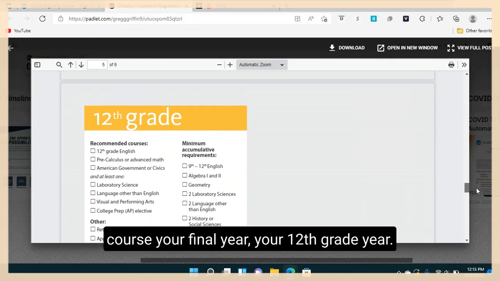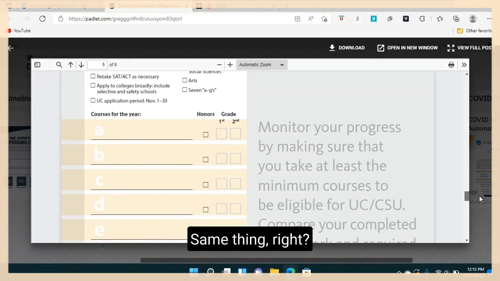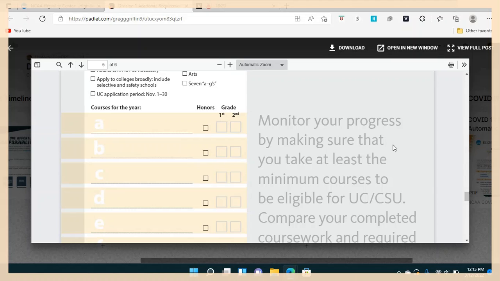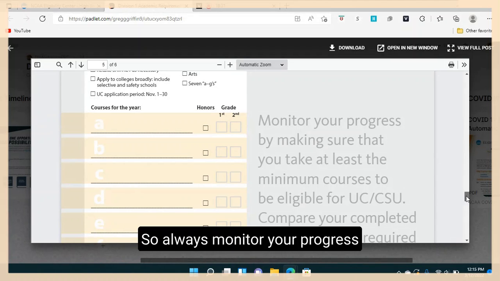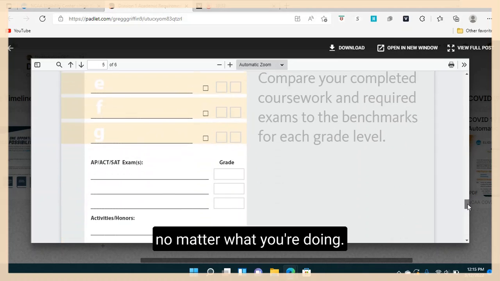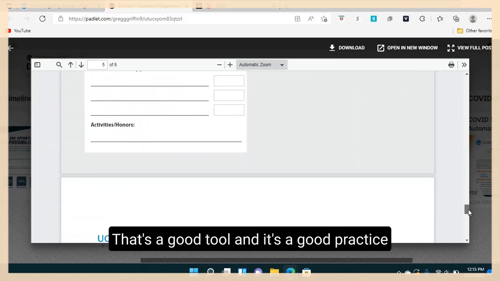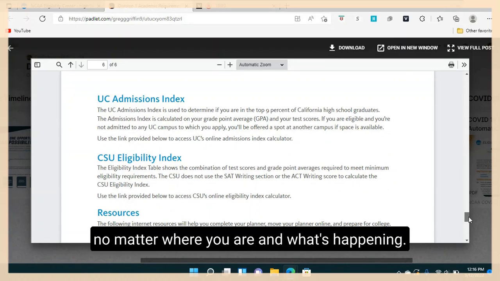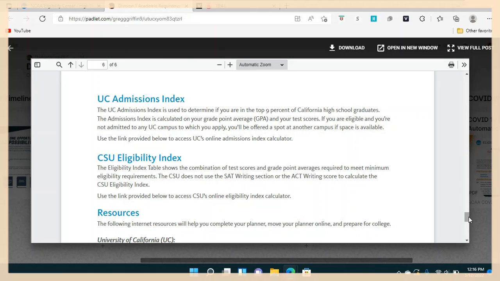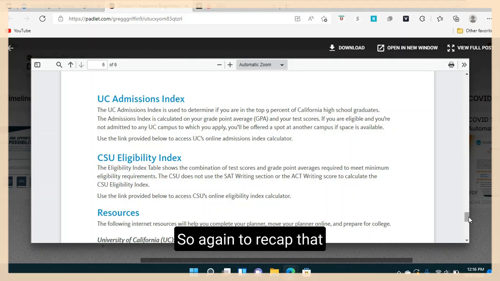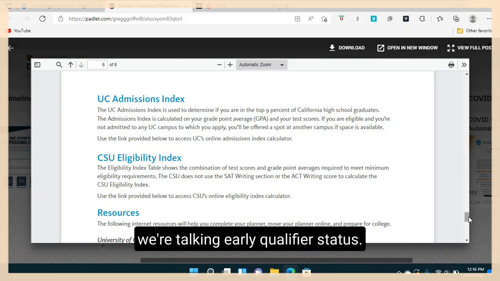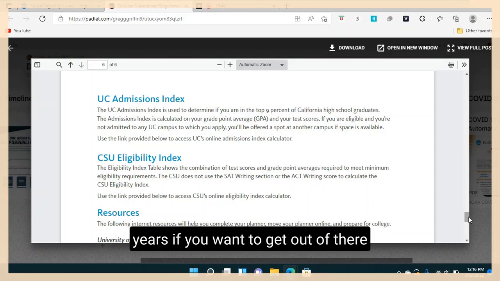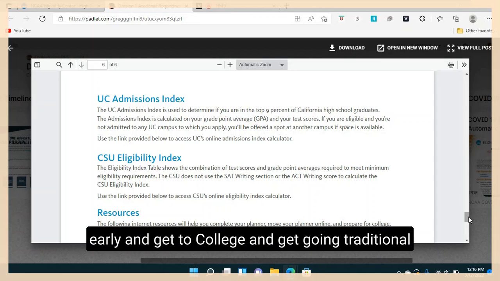And of course, your final year, your 12th grade year, same thing. Courses for the year. So always monitor your progress no matter what you're doing. That's a good tool and it's a good practice no matter where you are and what's happening, right? So again, to recap, we're talking early qualifier status. That has to be done within your first 3 years if you want to get out of there early and get to college and get going.